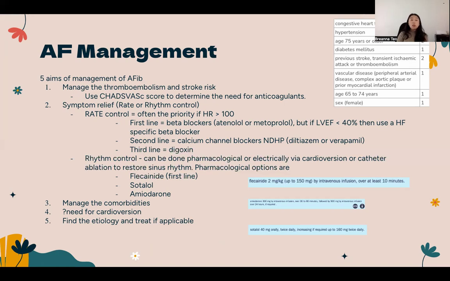For rhythm control, we can do it through medications, or we can do it through cardioversion or catheter ablation to restore the rhythm. Our options for that would be flecainide, sotalol, or amiodarone.